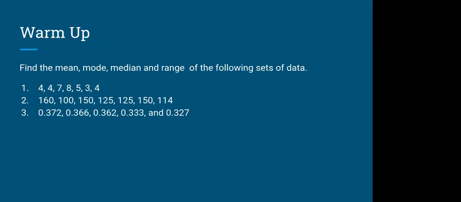So, on to the warm up. I would like you to find the mean, the mode, the median, and the range for the following sets of data. So you see there are 3 sets, which is why I suggested that you might want to use your calculator. But there are 3 sets of data. I have 937.